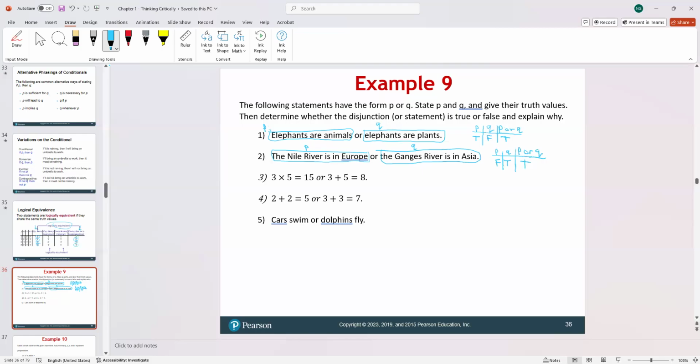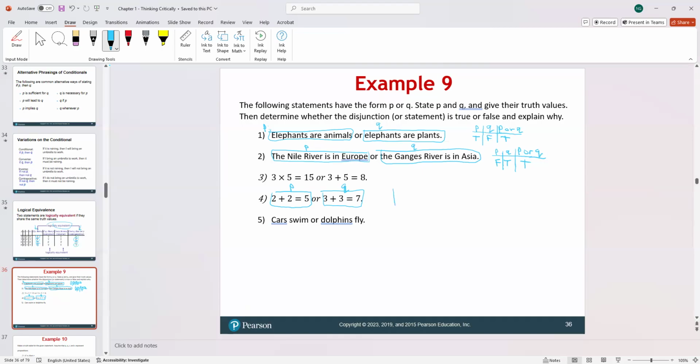All right. Let's try some other ones. We're gonna do number 4. 2 plus 2 is 5, let's say that is P. 3 plus 3 is 7 is Q. Oh, I gave you the answer already.